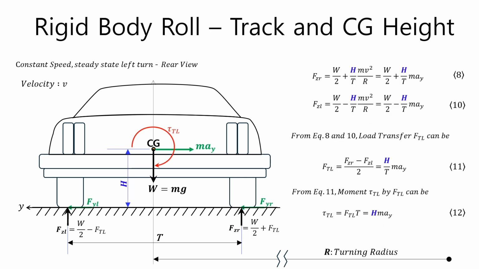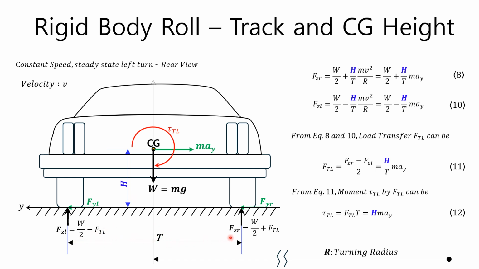Let's find out the effect of the height of the center of gravity CG and track on the rigid body roll motion. Using the previously derived equations 8 and 10, we can obtain the load transfer and the moment due to the load transfer. From equations 8 and 10, the load transfer FTL can be expressed as equation 11. From equation 11, we can see that the load transfer FTL increases as the height of the center of gravity H increases and decreases as the track T increases.